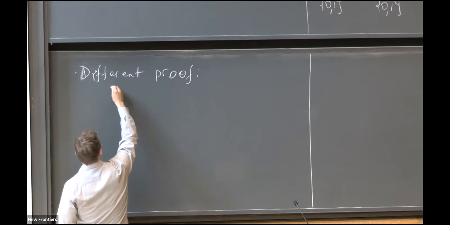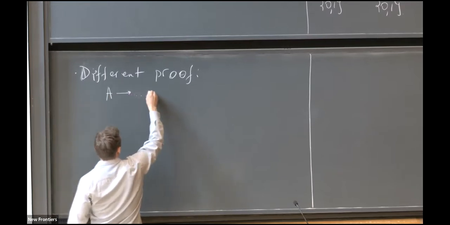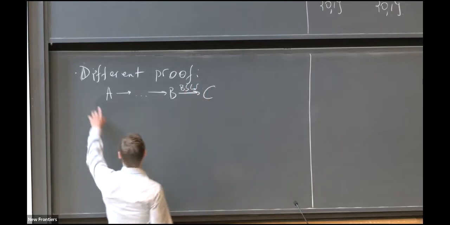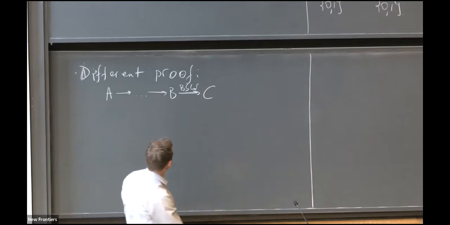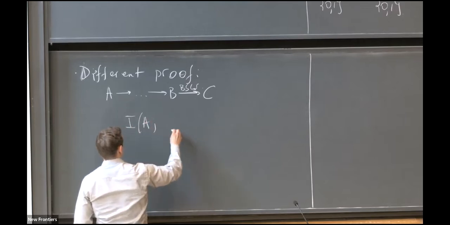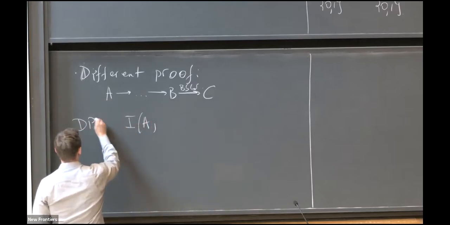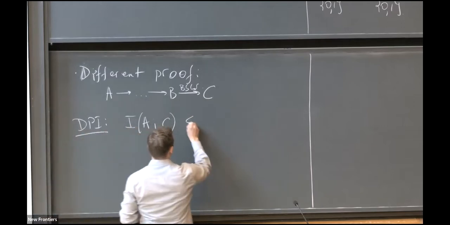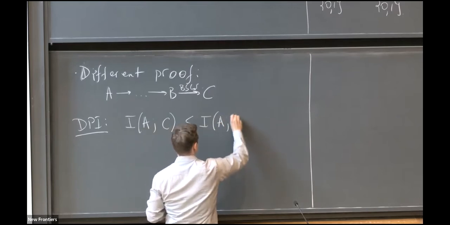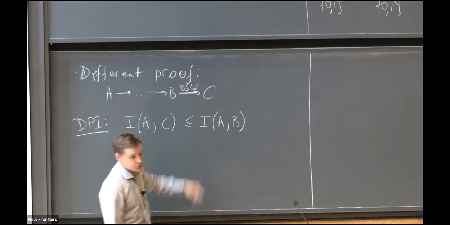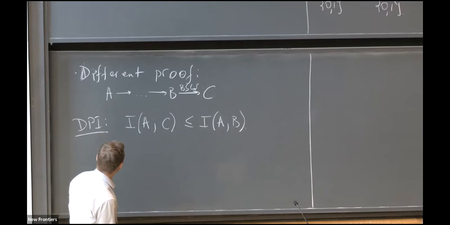Okay, so there is a concept of data processing. Suppose you have a chain like this for a bunch of random variables, and the last arrow is the BSC channel. Then there is this thing called the data processing inequality, which tells us that mutual information between A and C cannot increase. So the mutual information after you pass through a channel should necessarily decrease. This is the standard thing that everybody uses all the time.